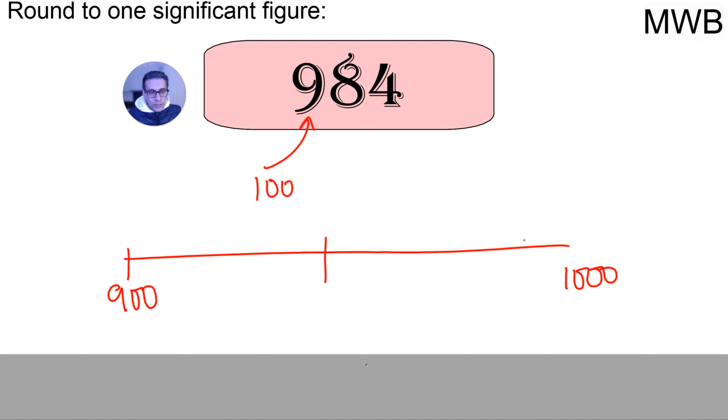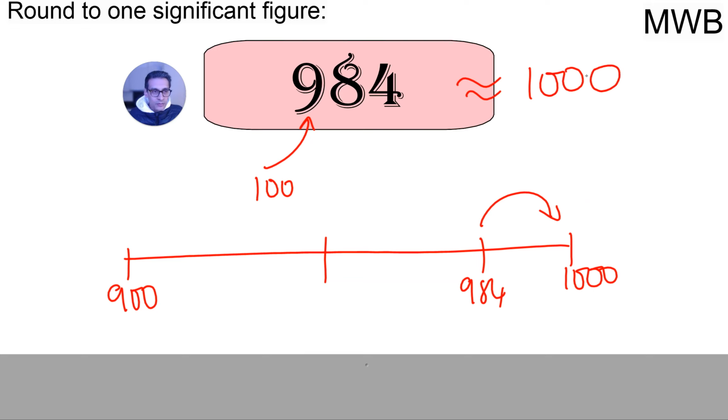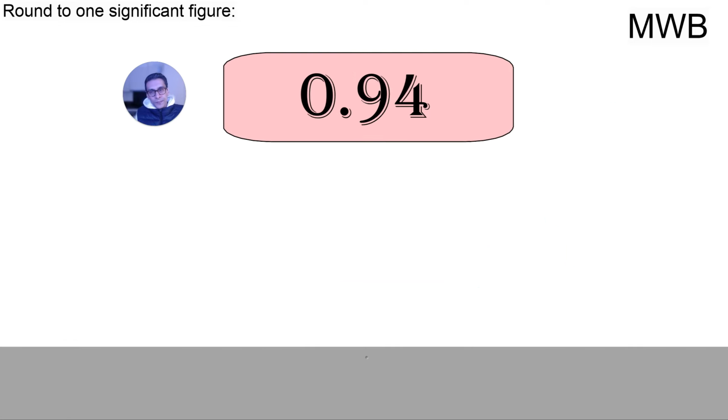And 984 is going to be somewhere around here. And in the middle would be 950, obviously. So in this case, 984 is going to round up to 1000 if we're rounding to one significant figure. So wavy line, that means approximately equal to 1000. So I hope you got that one right. Here's the next example for you to try.